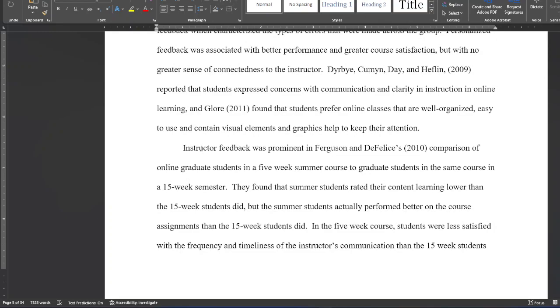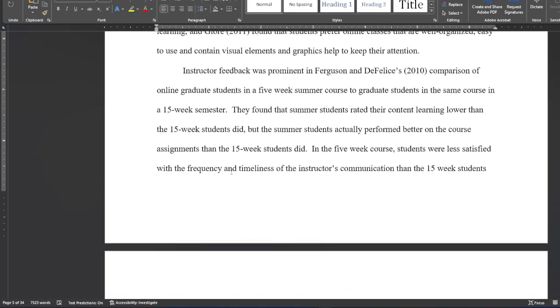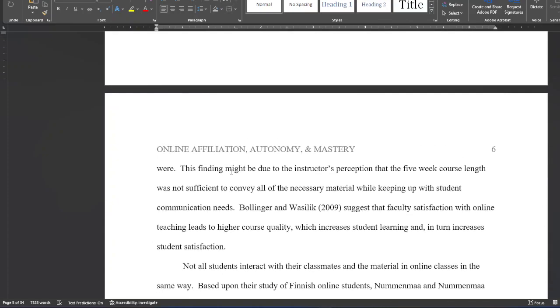So like this one says, instructor feedback was prominent in Ferguson and DeFelice's comparison of online graduate students, right? So see how Ferguson and DeFelice's, because we're talking about their comparison, right? So just make sure that you're structuring it in such a way that it's grammatically flowing and it makes sense. That's the trick. There's lots of correct ways to do your citations. There's really only a few wrong ways.